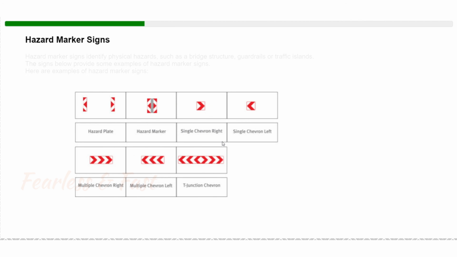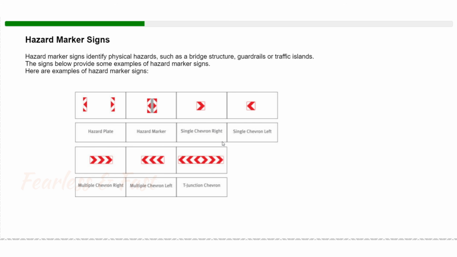Hazard marker signs. Hazard marker signs identify physical hazards, such as a bridge structure, guardrails or traffic islands. The signs below provide some examples of hazard marker signs. Here are examples of hazard marker signs.